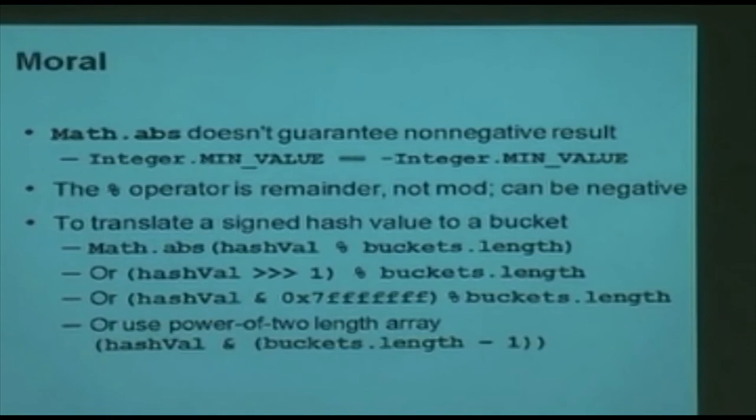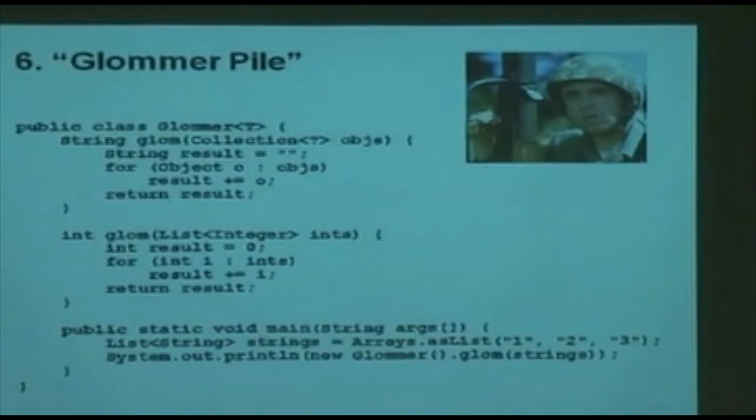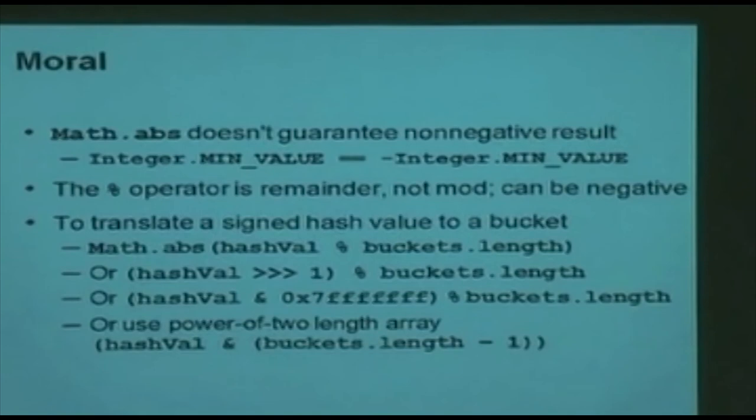And then how to actually act on this is, if you have a signed hash value and you want to turn it into a bucket, then what you do is either do the mod operator before the abs, or you can shift it to the right one, thus discarding the low order bit, and then mod it, or you can mask it, discarding the sign bit, and then mod it, or if it happens to be a power of 2 length array, you can simply look at the correct number of low order bits.